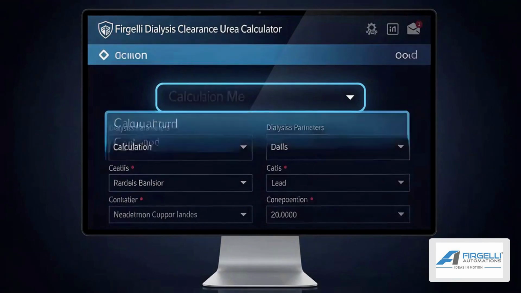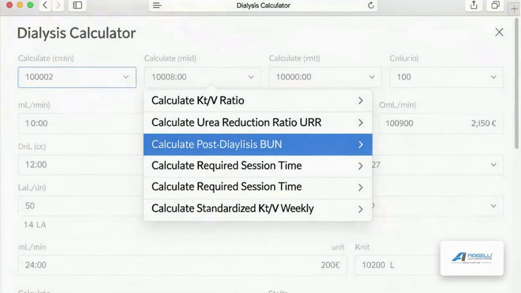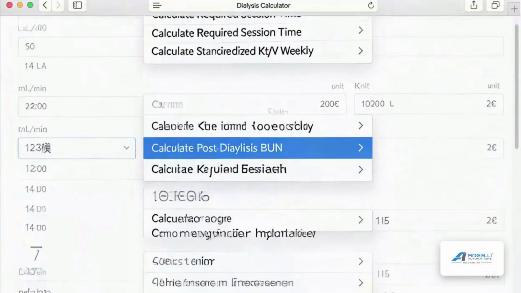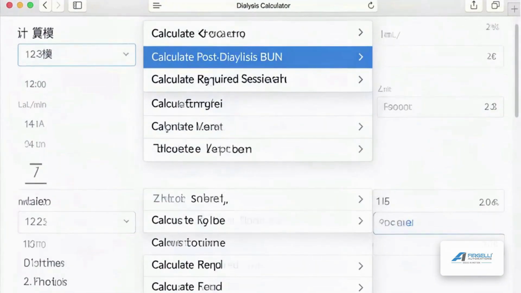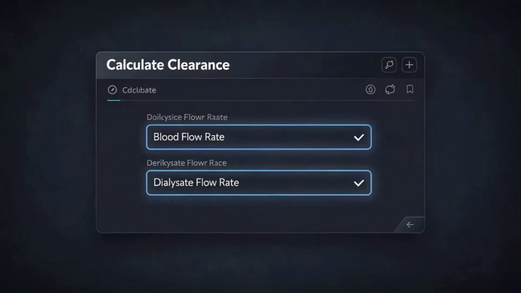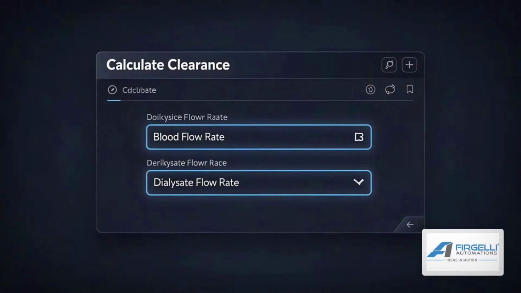You can choose Calculate Clearance K, Calculate KTV ratio, Calculate Urea Reduction Ratio URR, Calculate Post-Dialysis BUN, Calculate Required Session Time, or Calculate Standardized KTV weekly. For this demonstration, we're using Calculate Clearance.